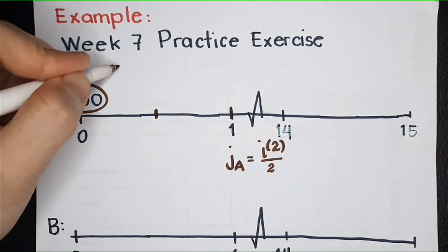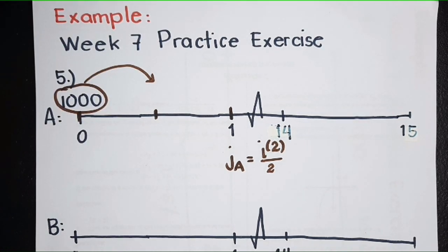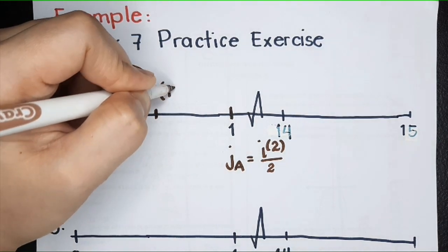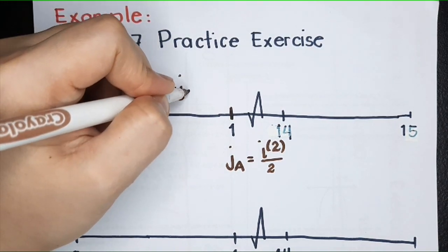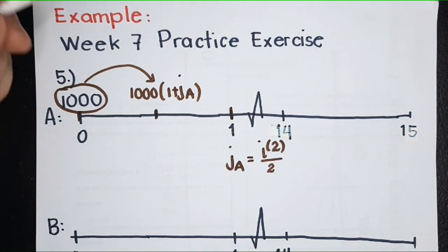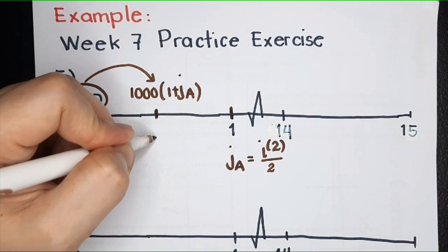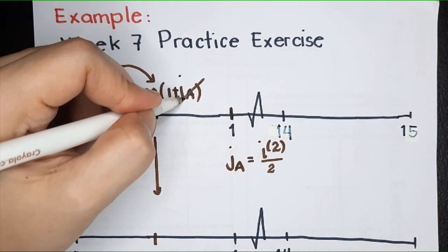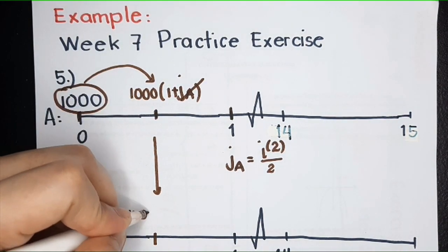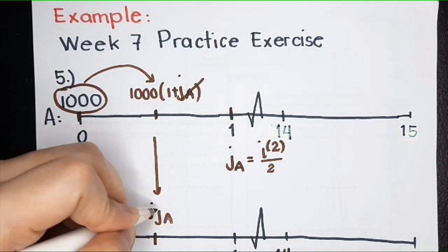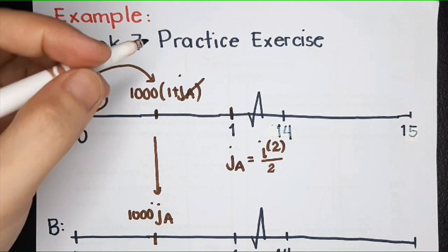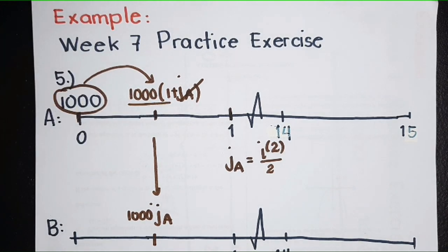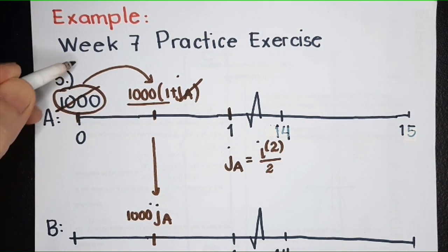So, ito, mag-grow. Okay? It will grow to this amount. 1,000 times 1 plus J sub A. Okay? And then, you're going to withdraw the interest. So, withdraw. Tapos, ilalagay nyo dito. Magkano yung interest? 1,000 J sub A. Okay? And then, so 1,000 na lang ulit yan. Okay? Wala na to ha. Kasi na-carry nyo na yan dito.